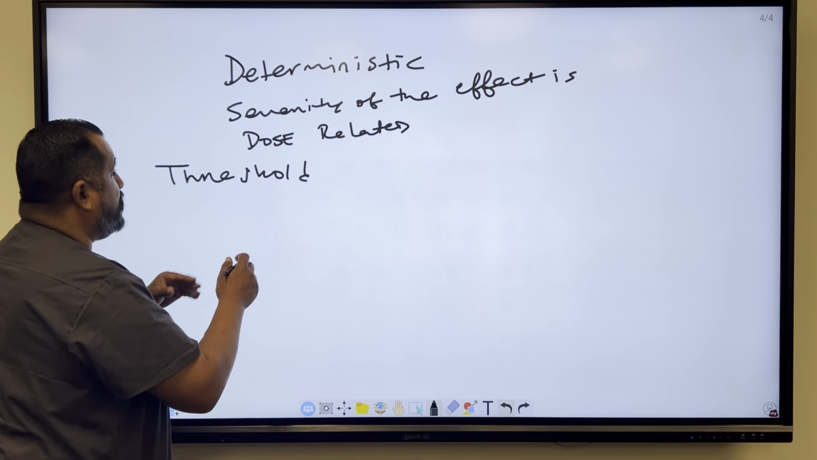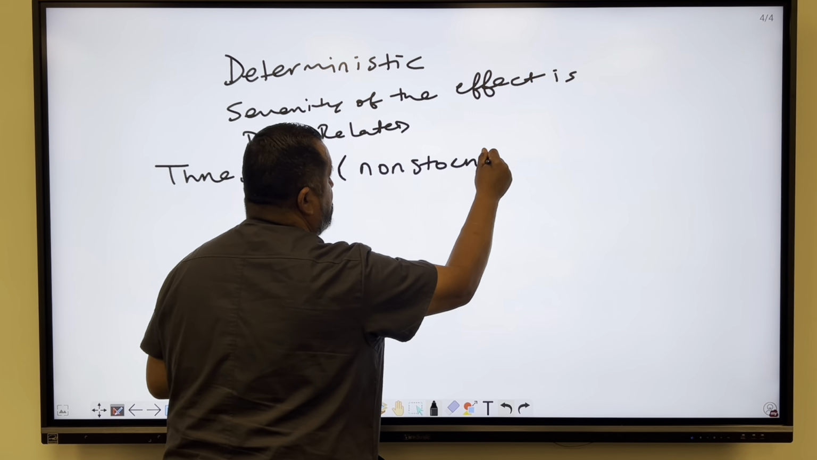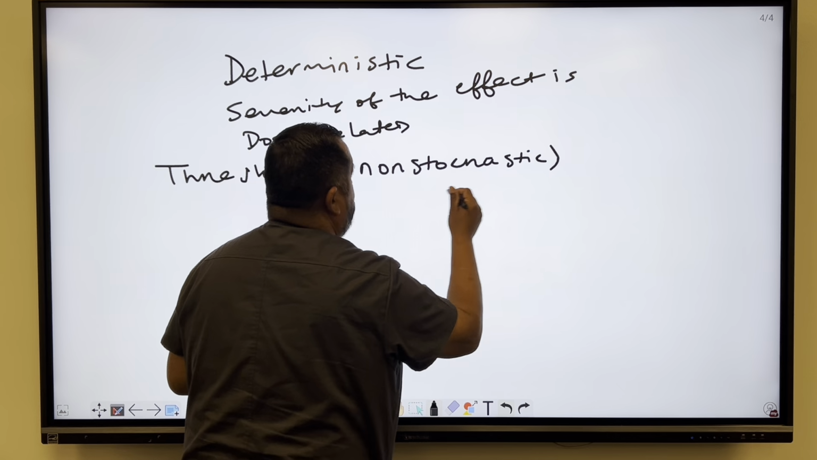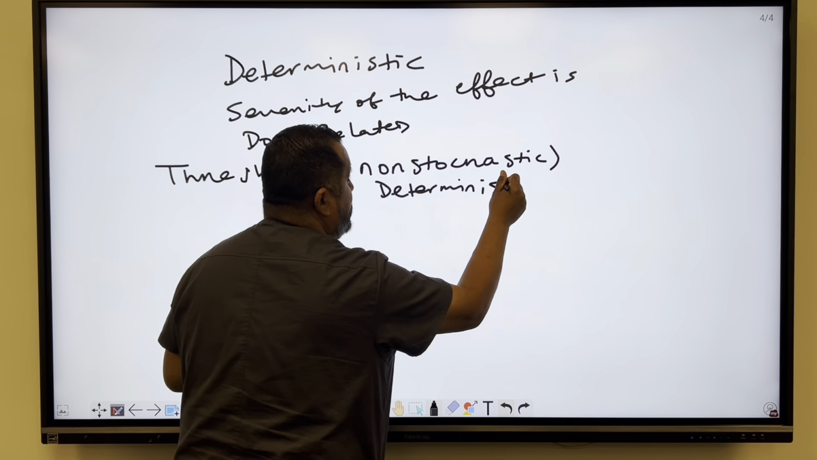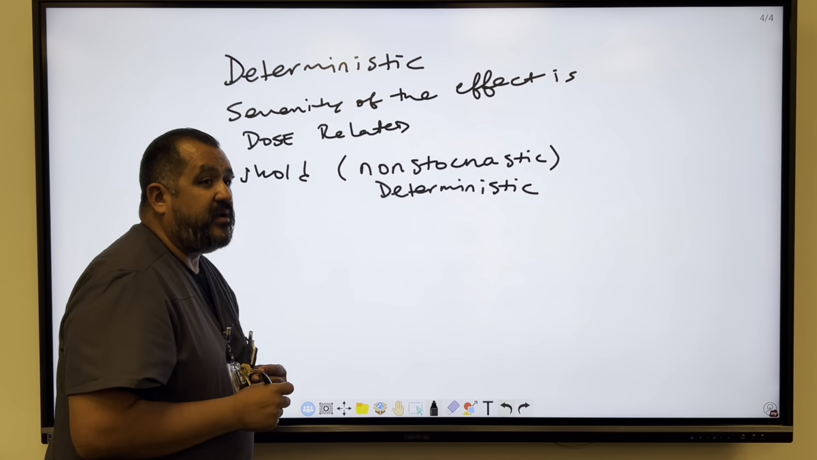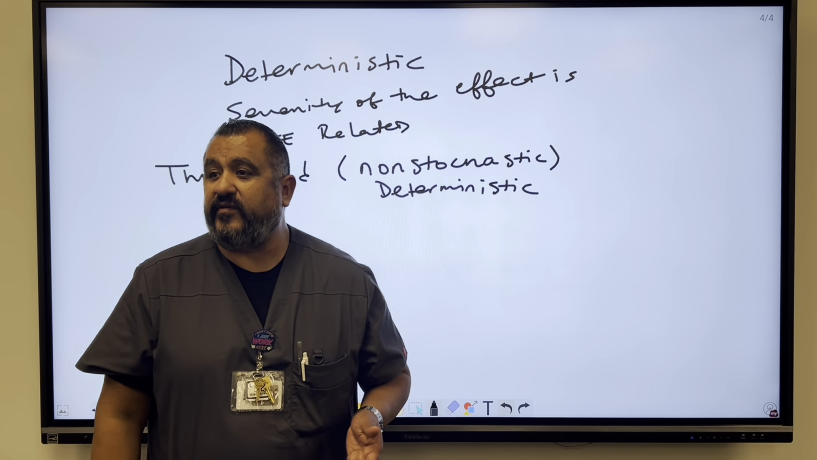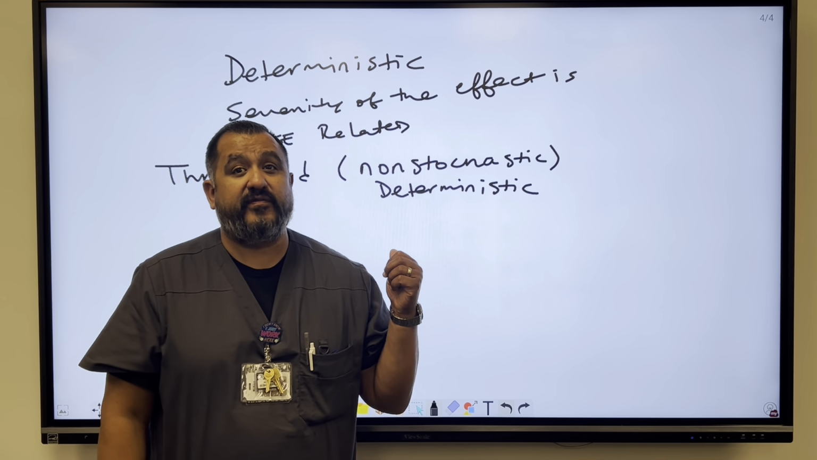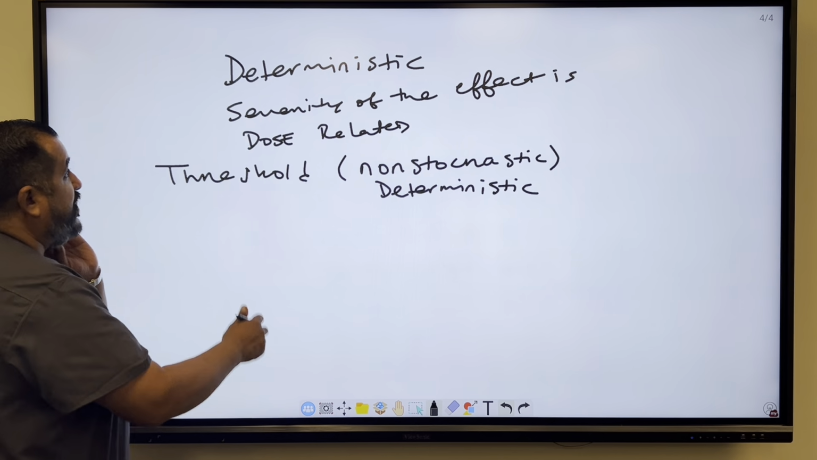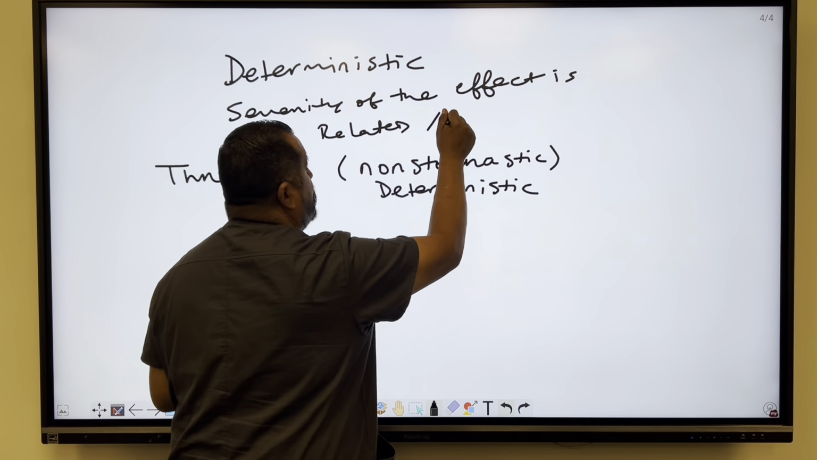So now threshold is going to be related to what we call non-stochastic, or also known as deterministic effects, because they're not random, they're specifically known. With stochastic, the severity effect did not relate to the biological effect, but this one, they know how much radiation can cause that biological effect. So, with deterministic effects, again, they're dose related or dose specific.